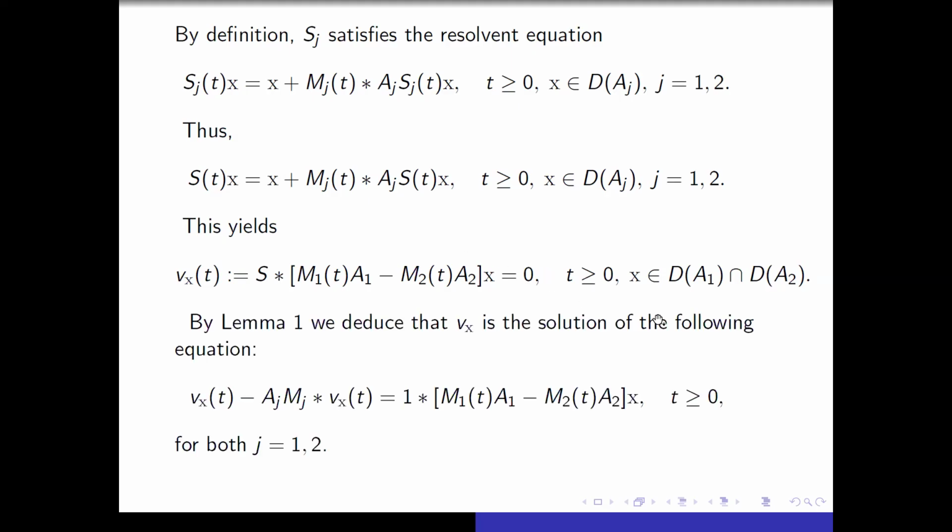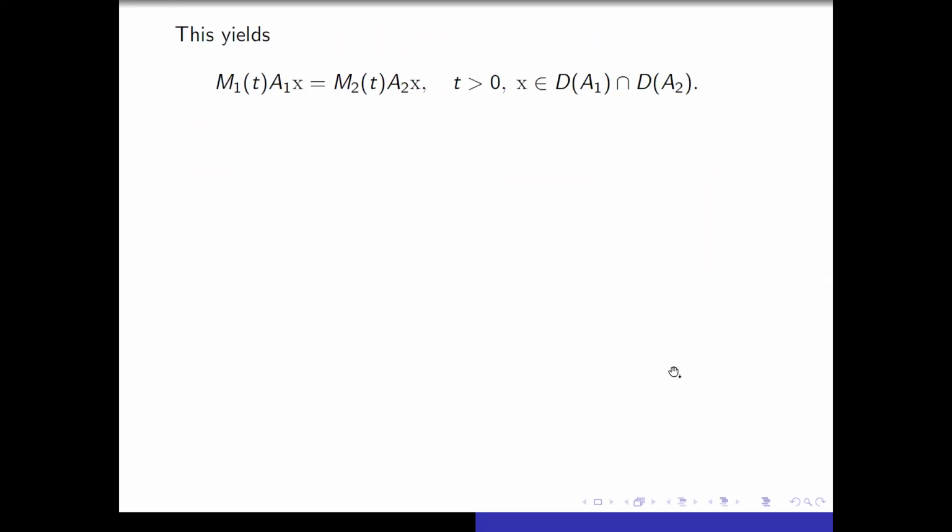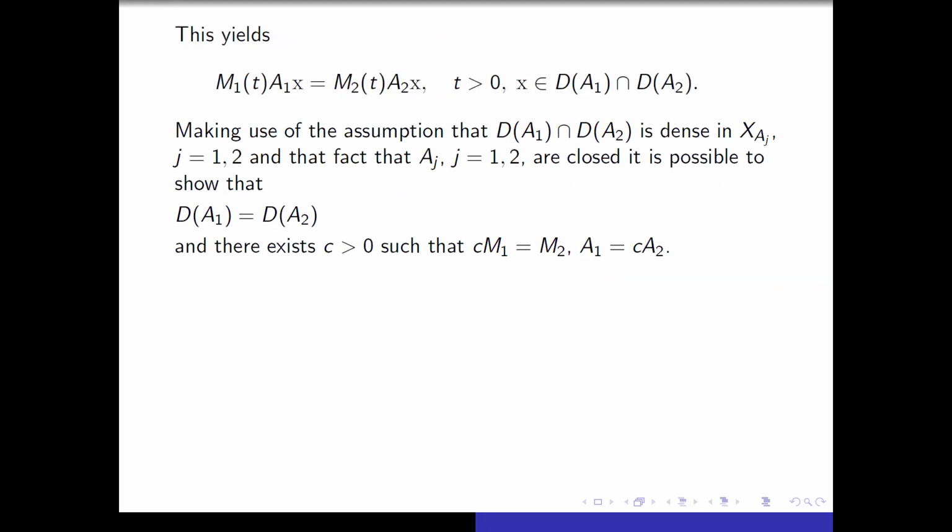On the other hand, it's possible to show that this function Vx is a solution of the following equation. But this Vx is 0, so the left-hand side is 0, and we get that the right-hand side is 0. And this leads to the following relation. And now the final steps: proving M1 equal M2 is quite simple. We deduce that there exists T1 equal to T2, and also there exists a positive constant such that these equalities hold.